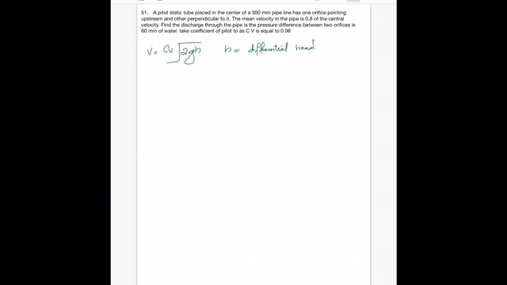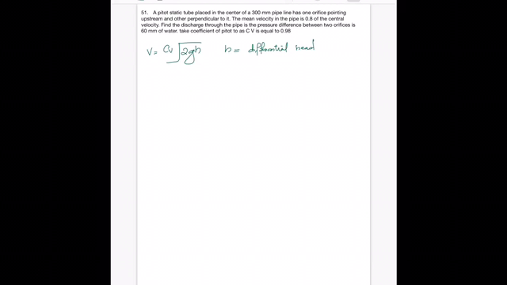Now let us see this problem. A pitot static tube placed in the center of a 300 mm pipeline has one orifice pointing upstream and the other perpendicular to it. I hope you remember what pitot tube was. It was an L-shaped hollow glass tube. So one end will be pointing to atmosphere and the other end will be in contact with the fluid. The mean velocity in the pipe is 0.8 of the central velocity. Find the discharge in the pipe if the pressure difference between two orifices is 60 mm of water. Take coefficient of pitot tube Cv equal to 0.98.